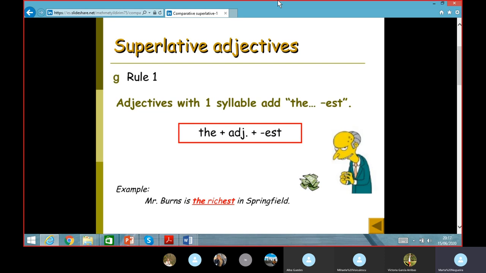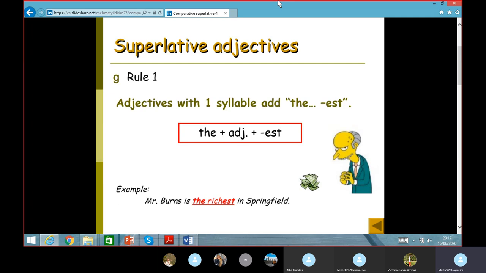Lo estoy comparando, pero estoy diciendo que tal persona es lo más de tal categoría. La más guapa, el más alto, el más guapo, la más lista, la más pesada. La más trabajadora, el más lo que sea, ¿vale? De una clase, de mi casa, de mi familia, ¿ok? Lo estoy comparando, pero it's different.